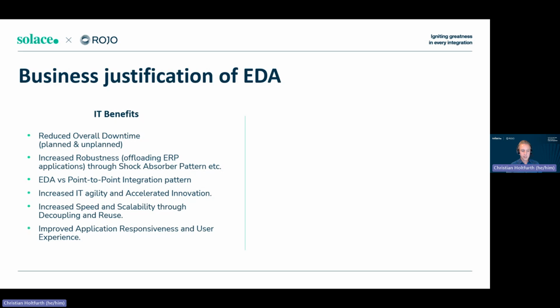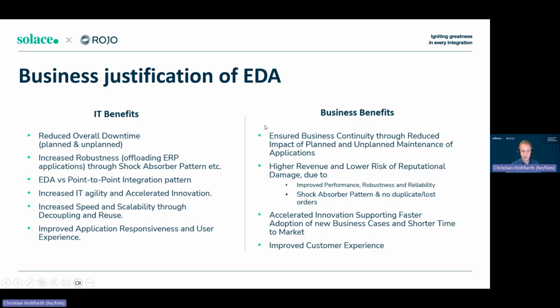So the IT benefits are listed here. I think they're quite self-explanatory, also following up from the demo. But the results of these IT benefits are that we also have business benefits. Having reduced overall downtime and increased robustness means the business has ensured business continuity. The impact of planned or unplanned maintenance in one system is limited to that one system, and it doesn't mean that all your integrations are stopped and other systems are impacted as well.